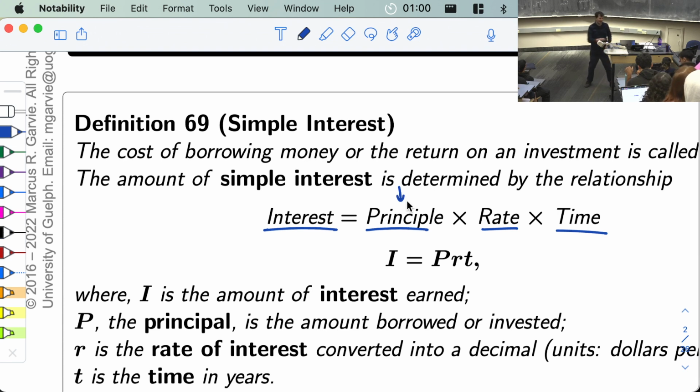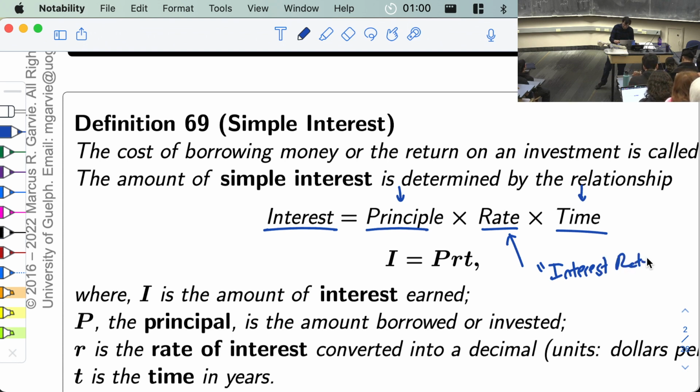You leave it in the bank for some amount of time. That's the time. And the bank has an interest rate. So this rate, maybe more accurately, is the interest rate. That is how much money they give you in interest per unit time. And if you multiply these three things together, it will tell you how much interest your money earned while it was sitting in the bank. That is I, the amount of interest.